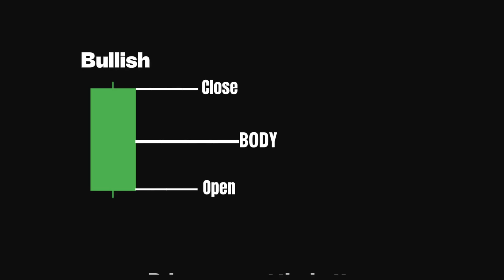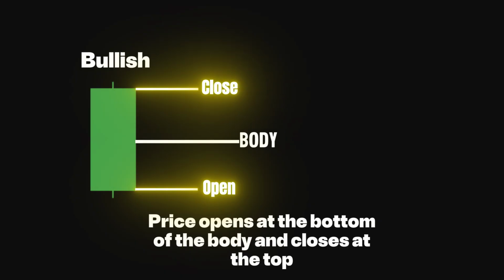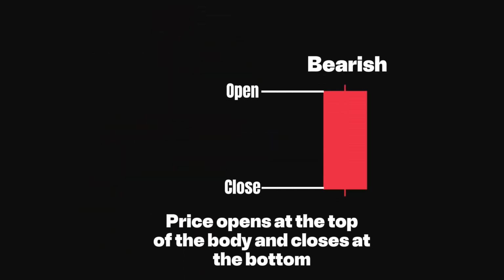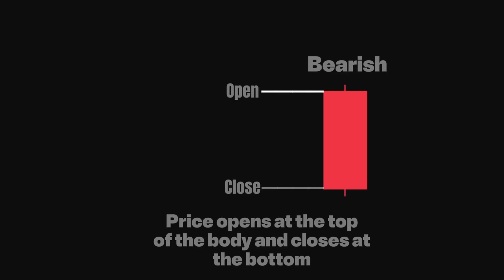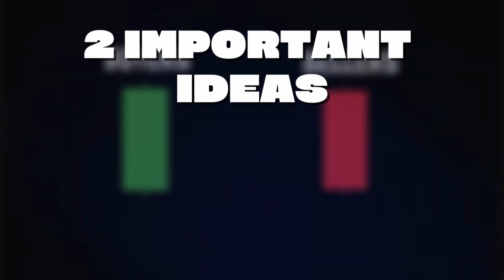For bullish candles, price opens at the bottom of the body and closes at the top. For bearish candles, it opens at the top and closes at the bottom. But instead of just memorizing that, think about what it represents. It's a visual record of a fight between buyers and sellers. Now, before we get into patterns, there are 2 important ideas you need to understand first. This is where charts start to make sense.